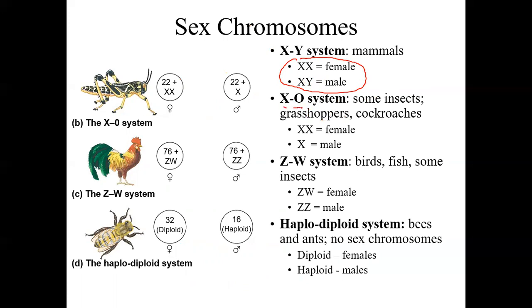So we have the X and the zero system. Some insects, grasshoppers, and cockroaches, the males don't even have a Y chromosome. They just have one X chromosome. So rather than being XY, they're just X.